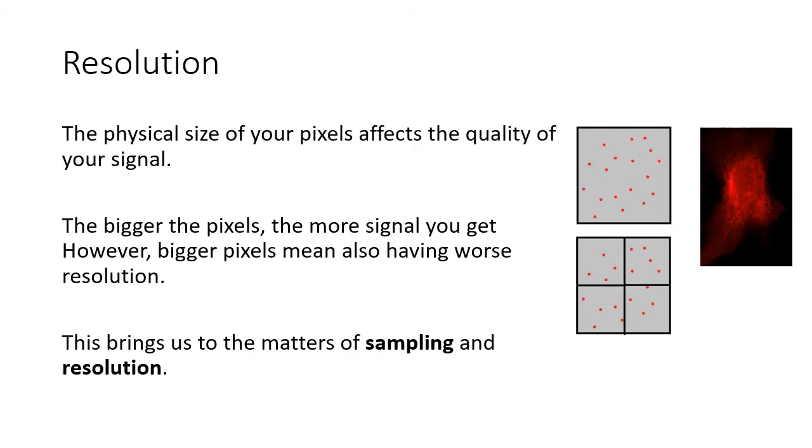Next, we're going to discuss resolution and sampling, and they detail how precisely you can represent reality using an image taken with a microscope. The physical size of your pixels affects the quality of your signal. The larger the pixels you have, the more fluorophores you can have under that pixel, and then the more signal you will get out of it. So the smaller the pixels we have, the less signal we have per pixel. This brings us to the matters of sampling and resolution.